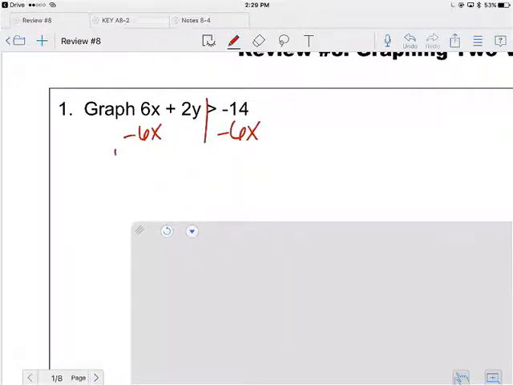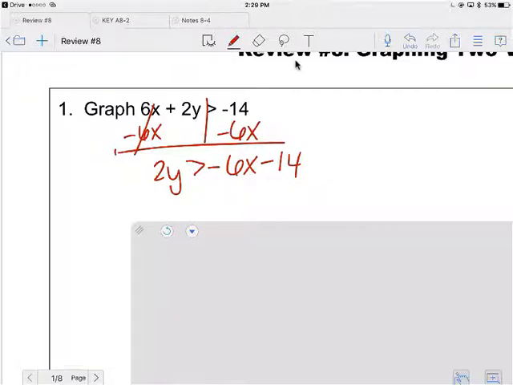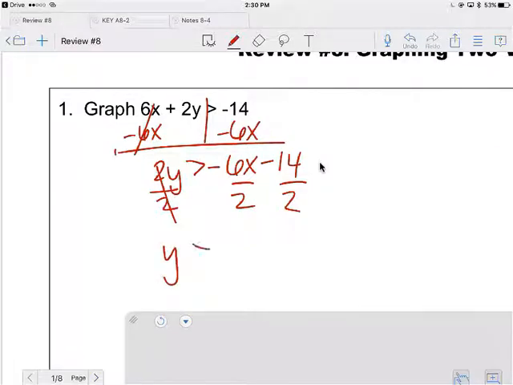I start solving for y by moving x to the other side by doing the opposite operation so that it will cancel on the left side and move to the right side. I remember that x and numbers are not the same, so I simply rewrite. From here, I divide everything by 2 because that's the number in front of y. So y is greater than negative 3x minus 7.